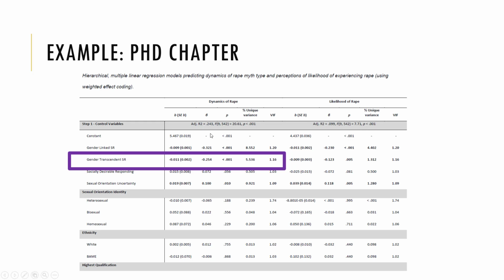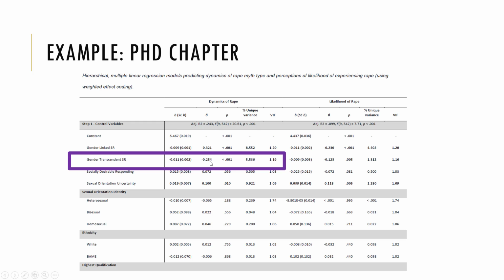If we're looking at the beta value, we can say that for every single standard deviation increase in gender transcendent social roles attitudes, we would expect to see a decrease of 0.254 standard deviations on the rejection of dynamics of rape myths. So you're starting to get a sense of what's going on.